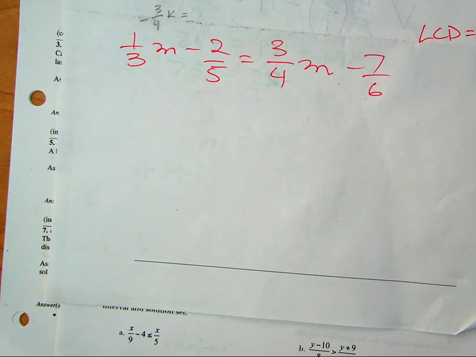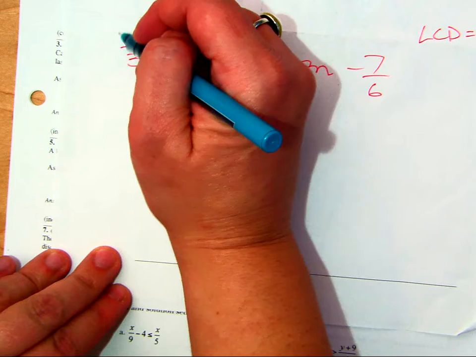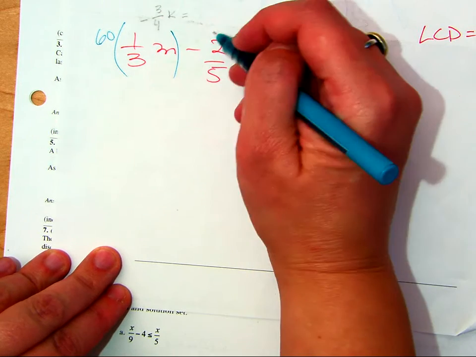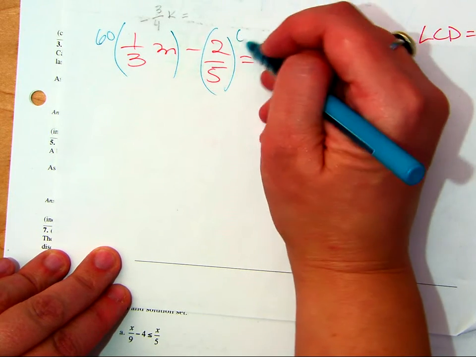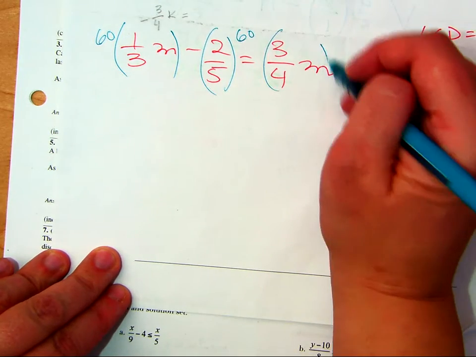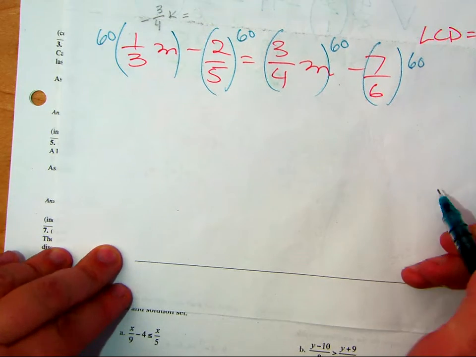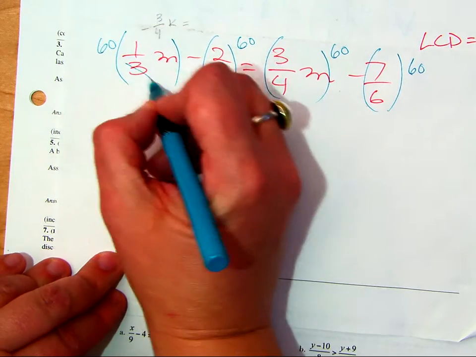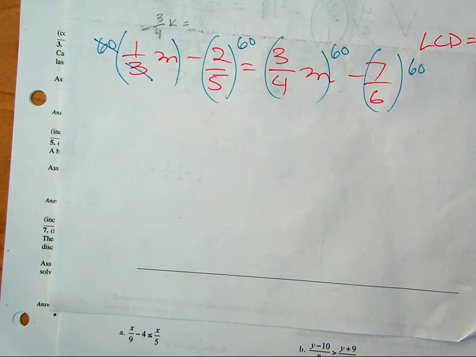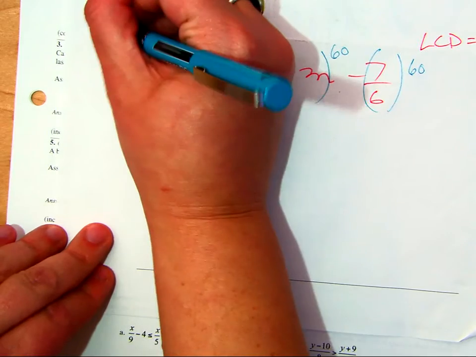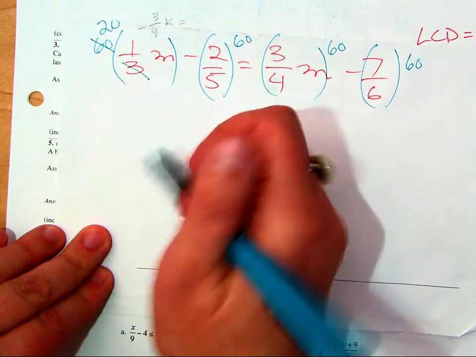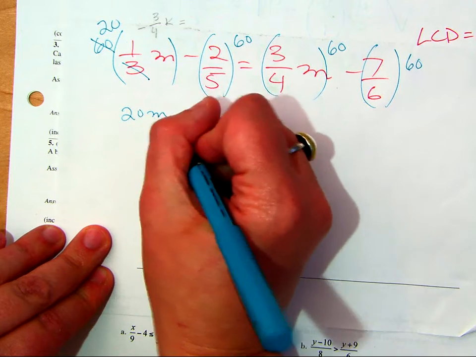Now, in order to clear fractions, we need to multiply this term by 60, this term by 60, this term by 60, and this term by 60. Okay? So 3 goes into 60 how many times? 20. 20 times 1 times m is 20m.